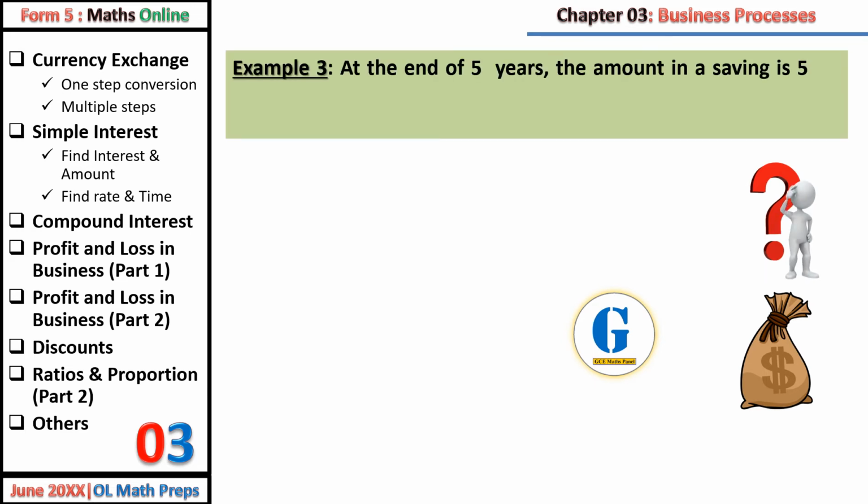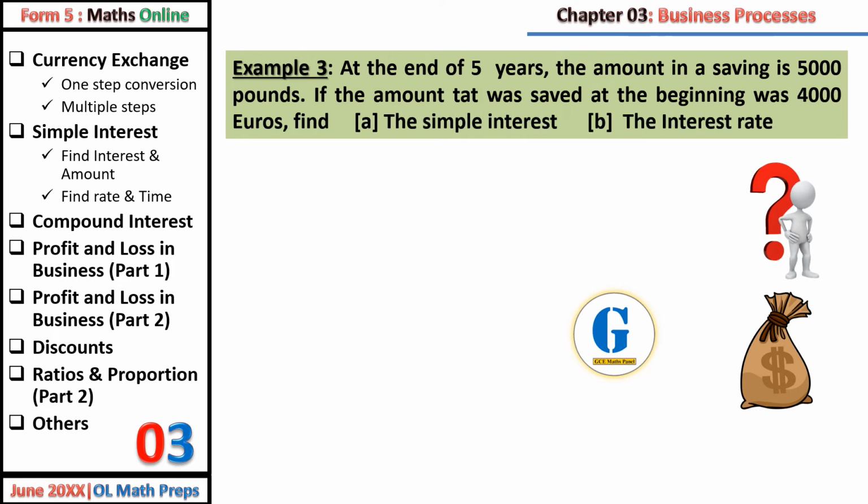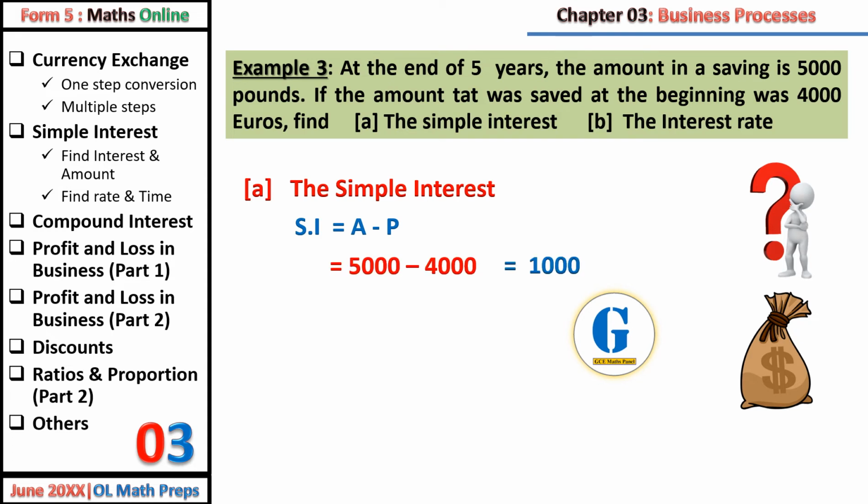Example 3: at the end of 5 years, the amount in a savings account is 5,000 pounds. If the amount that was saved at the beginning was 4,000 pounds, find A, the simple interest, and B, the interest rate. So, since we have been given the amount and the principal, we can obtain the simple interest by subtracting principal from amount. So simple interest equals amount minus principal, and this gives us 1,000 pounds.